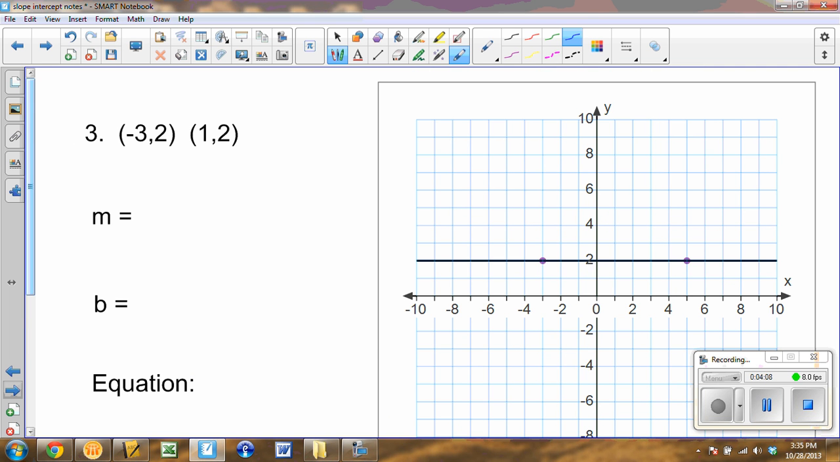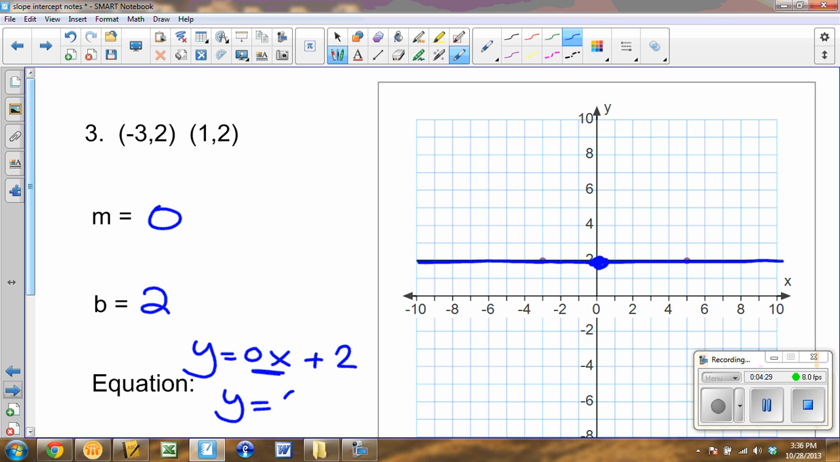Okay, this one, again, this one's a flat line. Remember I said that if you have a flat line, it has a slope of 0. So I can put a slope of 0 here. Its y-intercept is right here. It crosses the axis at 2. So I have an intercept of 2. So I can write this as y equals 0x plus 2. And then, of course, I don't really need that. So I could just simplify this to y equals 2. And that's all I need.